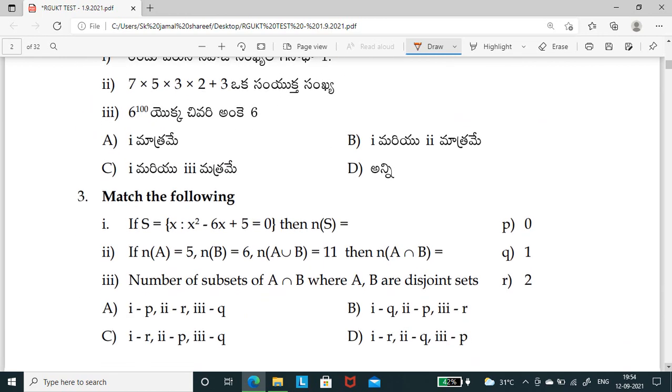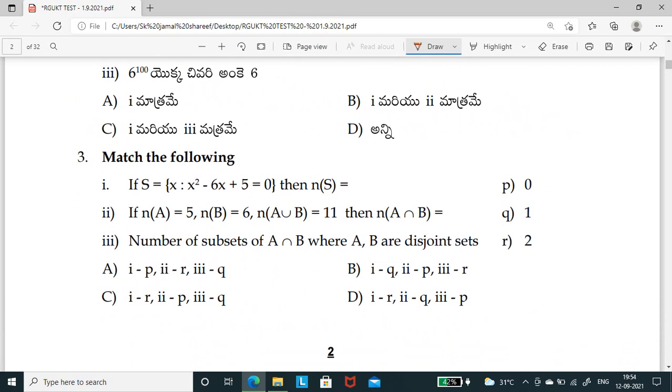Next, moving on to question number 3. This is one more model question. If S is equal to x such that x square minus 6x plus 5 is equal to 0, then n of S is equal to? x square minus 6x plus 5 is equal to 0 can be written as x minus 1 into x minus 5 is equal to 0. Then there are two possibilities: x can be 1 and x can be 5. That means there are only two possibilities. Hence the answer is 2 for this. You can directly go with the option; option C and option D are satisfying the condition.